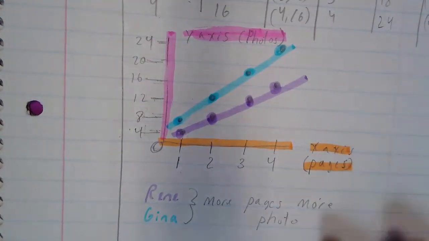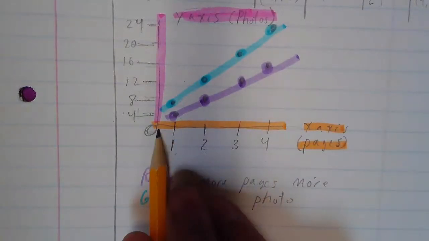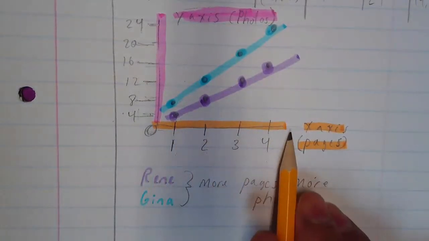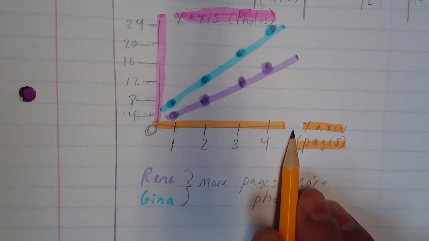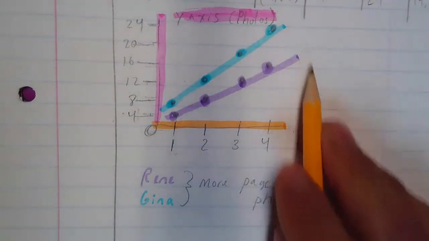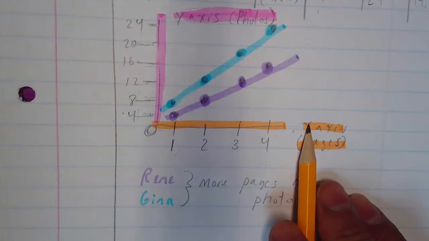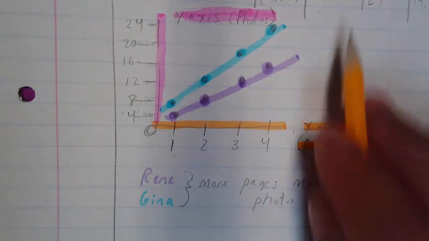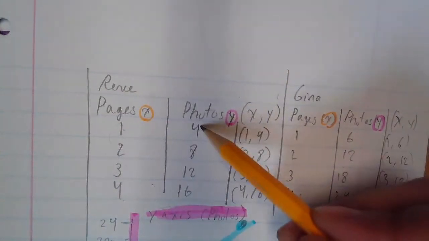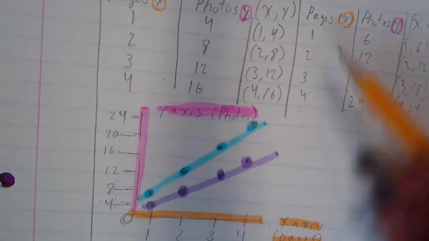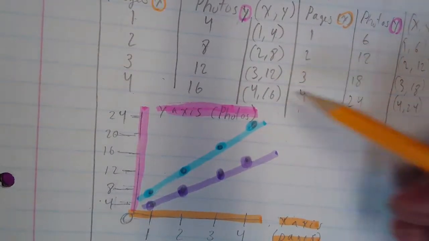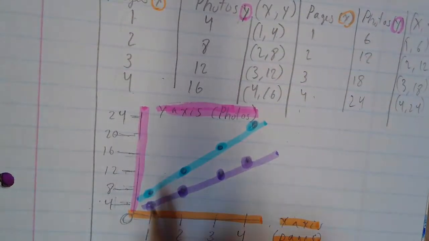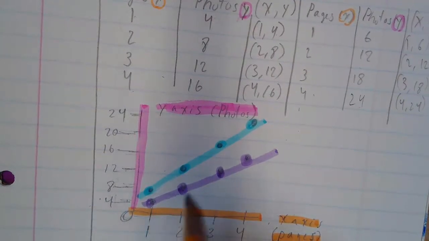Let me explain it again in case you can't see it. I'm noticing that the more pages I add, if I add 5 pages, chances are it'll be 20, and so forth, right? 6 will be 24. 7 will be 28, because of the pattern: plus 4, plus 4, plus 4. You can even see it here. And Gina, it's the same thing. More pages, more photos.